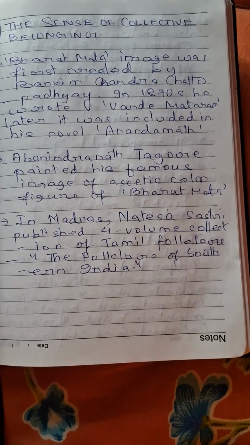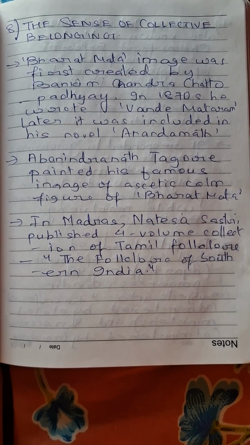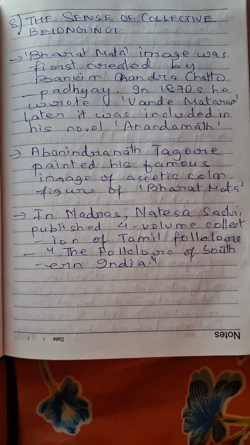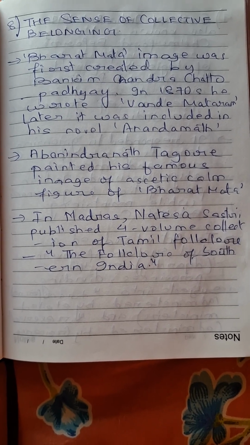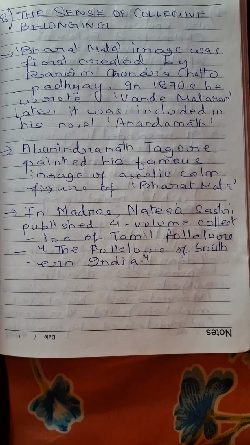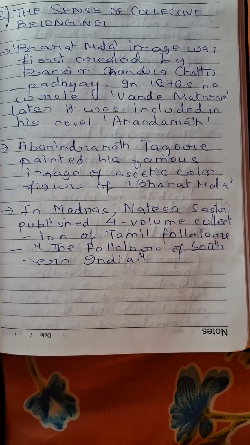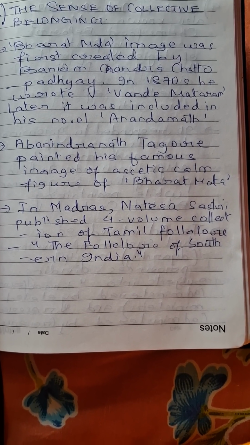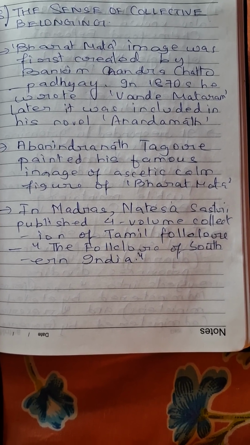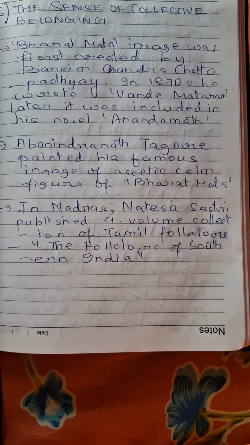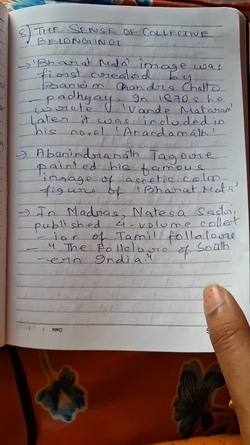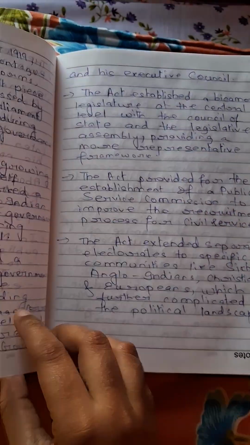The sense of collective belonging. We are going to study about the images and novels that were very famous during the freedom struggle. Bharat Mata image was first created by Bankim Chandra Chattopadhyay. In 1870s, he wrote Vande Mataram. Later, it was incorporated in his novel Anandamath. Abanindranath Tagore painted his famous image of ascetic, calm figure of Bharat Mata. In Madras, Natesa Shastri produced a 4-volume collection of Tamil folklore called the Folklore of Southern India. So you have to remember the names of the books and the images that were created during this freedom struggle.